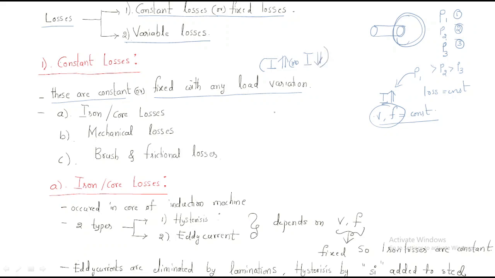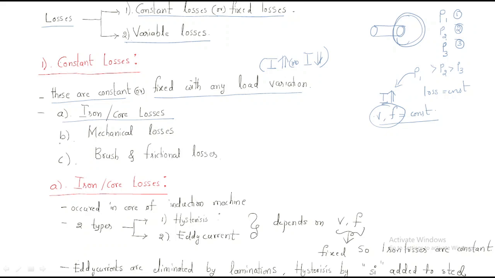So current value increment and decrement doesn't decide these losses. So what are the losses involved in the load? The first loss is iron loss or core loss. We already discussed this iron loss and core loss in the transformer. The same thing we use here. In three-phase induction machines also, the same principle is applicable.